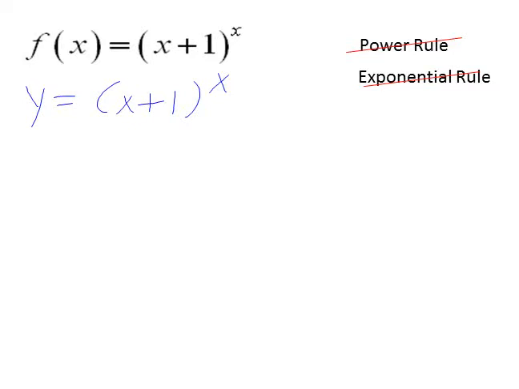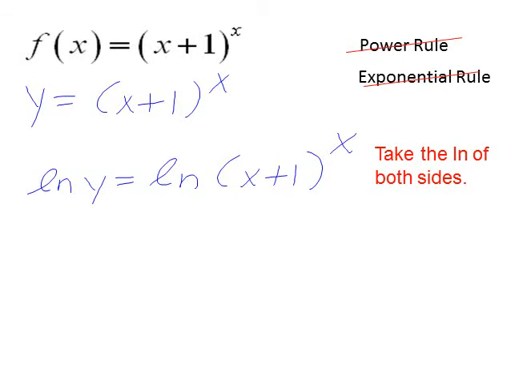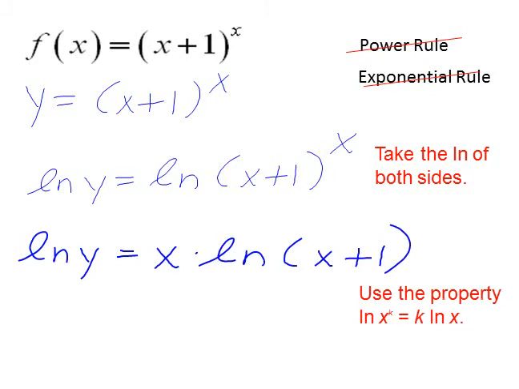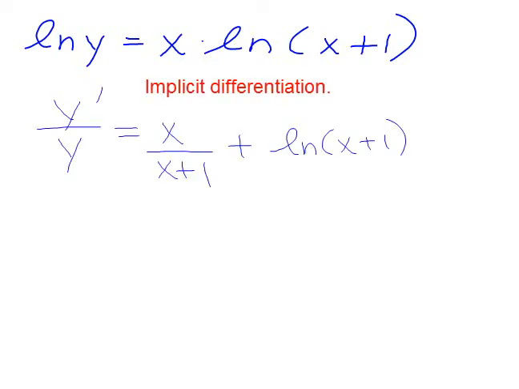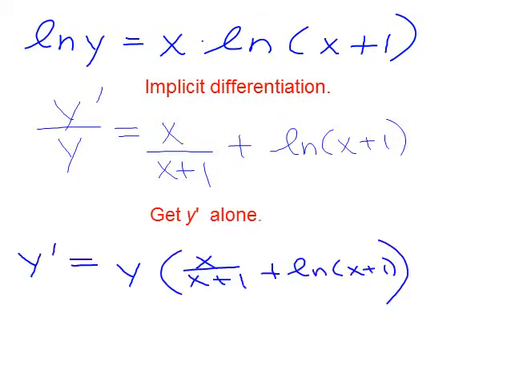First, take the log of both sides. Then, use one of the laws of logs to bring the x out of the exponent position. Take the derivative on both sides. Here I had to use the product rule on the right side. Isolate y prime by multiplying both sides by y. And then we substitute the original expression in place of the y.